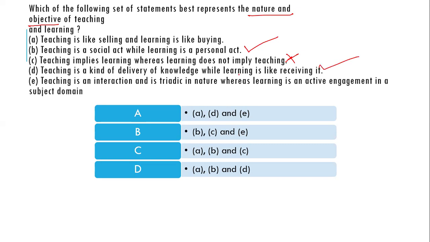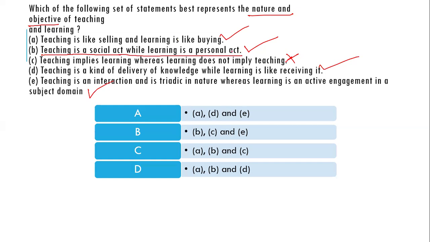Yes, this is true. Teaching is an interaction and is triadic in nature, whereas learning is an active engagement in the subject matter domain. Yes. So B, D, E. So teaching is a social act, whereas learning is a personal act. The right answer. This is true. Teaching is like selling and learning is like buying. Teaching is a social act. Learning is a personal act.